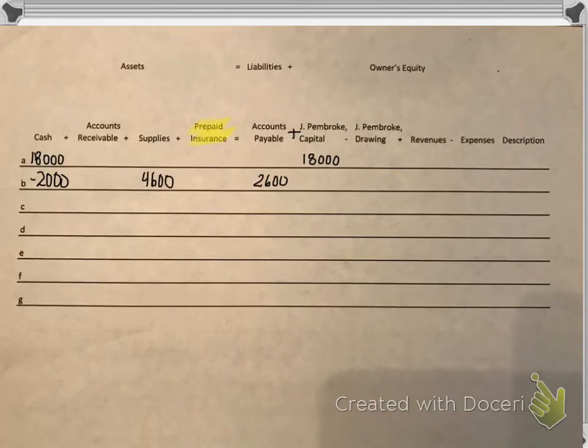The other account that's affected here, what are we paying them for this insurance? We're giving them cash, right? So the other account that is affected is cash. So it's 2 asset accounts that are affected by transaction C. Can you have 2 asset accounts affected? Sure you can.